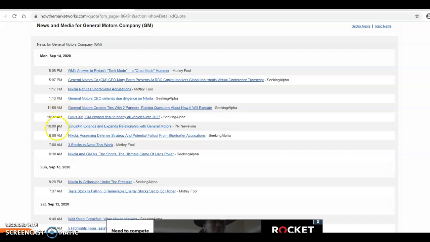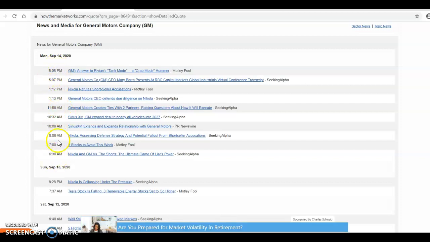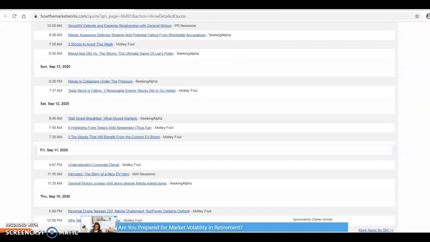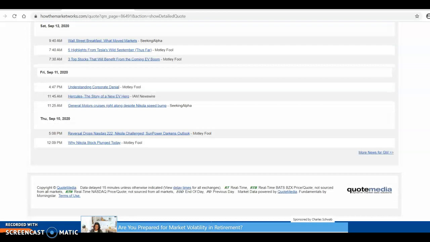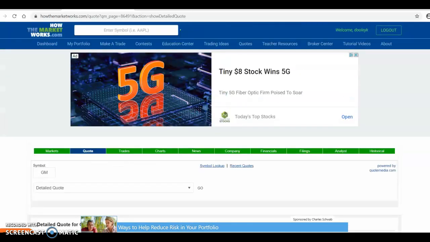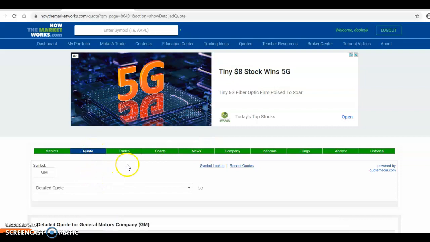It's almost noon today, so you can see all of these news items are from today and deal with GM. If you were going to make trades on GM, you might want to take a look at some of those news items. Here's news for the last several days that deal with General Motors. Now, that was an overall look.